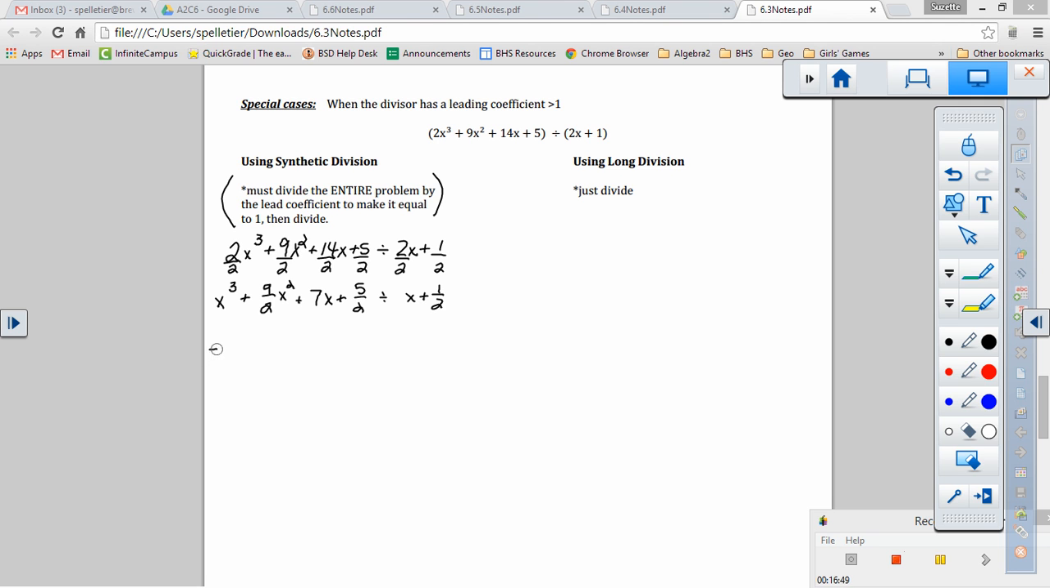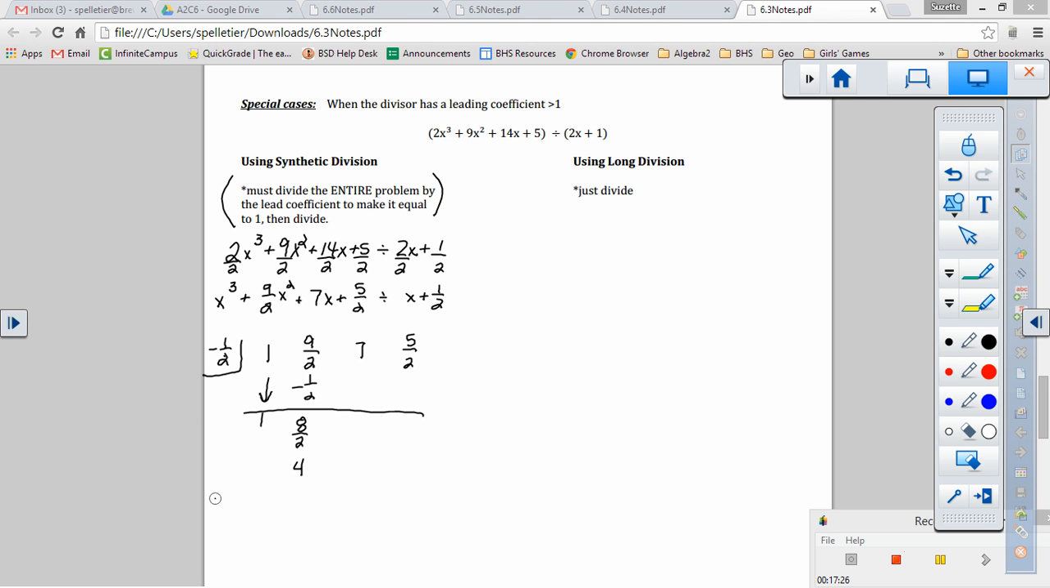So you have to put negative 1/2 in the box, 1x to the third, 9 over 2x squared, 7x to the first, and 5 over 2 for your constant. Drop the 1. So those of you who hate fractions are shuddering right now, and you need your fraction key to help you. 1 times negative 1/2 is negative 1/2. So if you do 9 halves minus 1/2, that gives you 8 halves. And that, 8 over 2, simplifies to 4. So I'm going to use 4 and not 8 over 2.